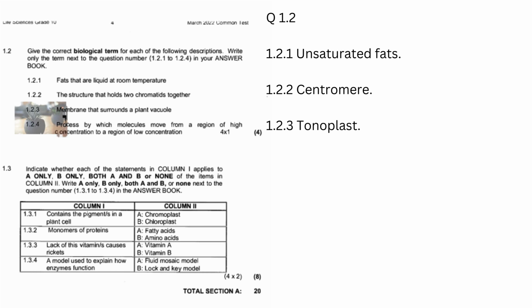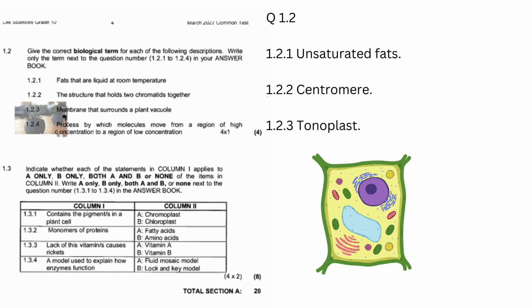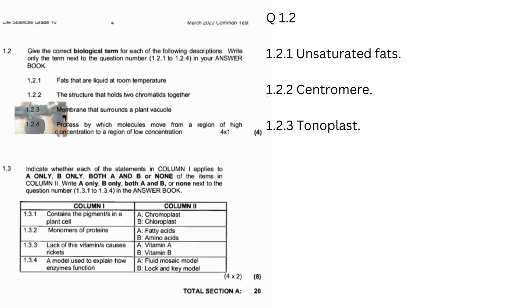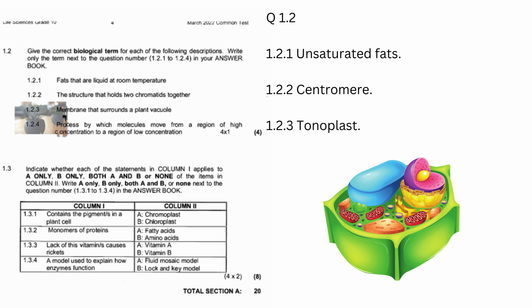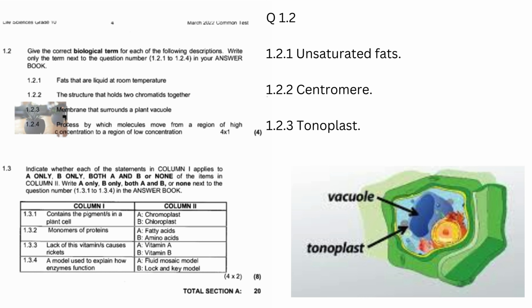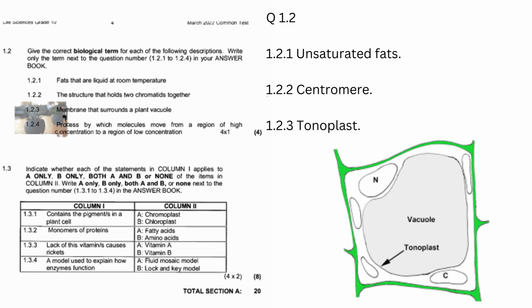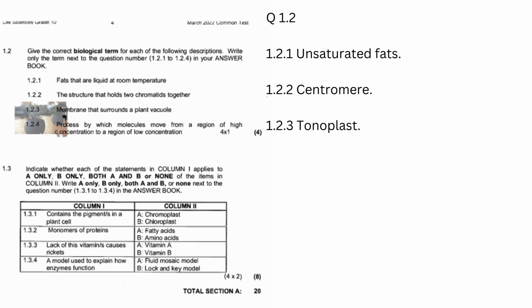Okay, picture a plant cell. In the middle, there's that big water-filled space, the vacuole. Now ask yourself, what keeps that water inside? There has to be a membrane around it, right? That membrane is called the tonoplast. So if they say vacuole membrane, your brain should say tonoplast immediately.